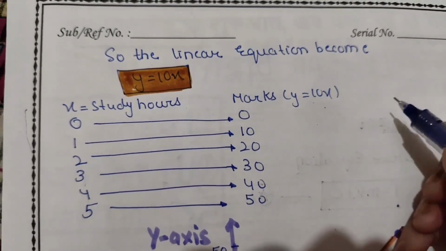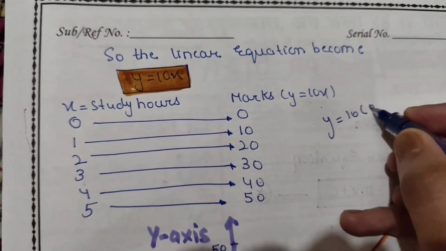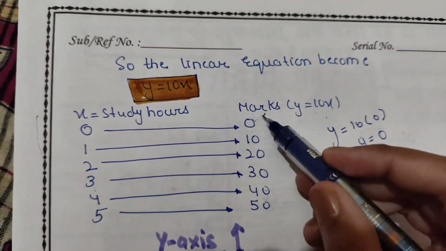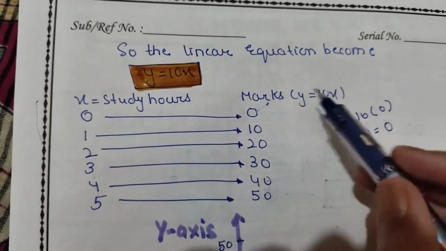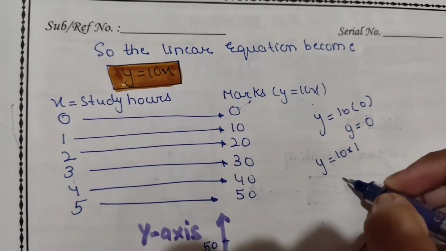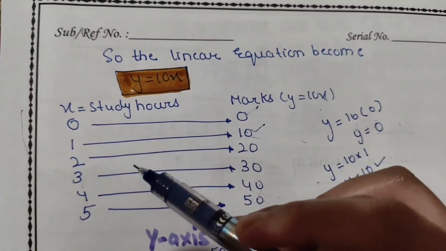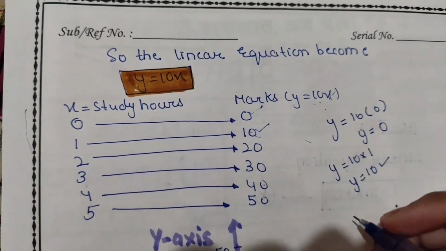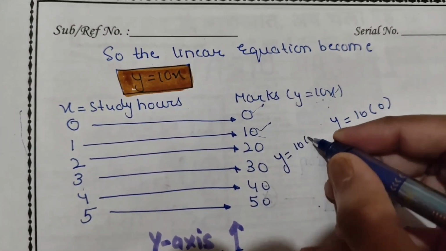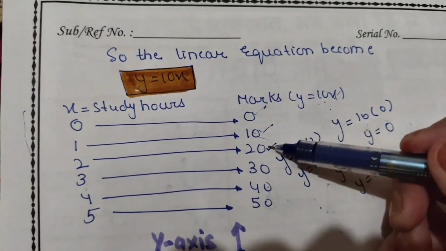If you put x equals 0 here, then y becomes 10 into 0, that is y becomes 0. So basically this represents 0. If you put the value of x as 1 here, then it becomes y equals 10 into 1, that is y equals 10. So this represents this value. And if you put x equal to 2 in this equation, then y equals 10 into 2, so you get the value of y as 20. We are proceeding like this.